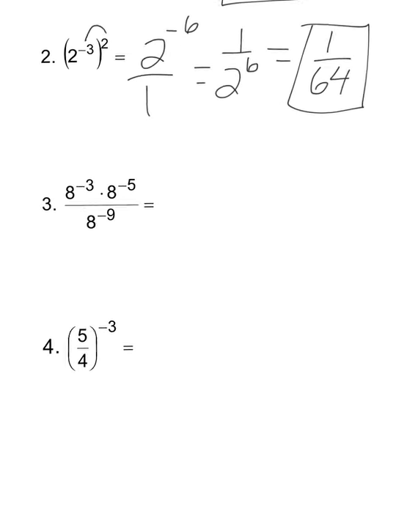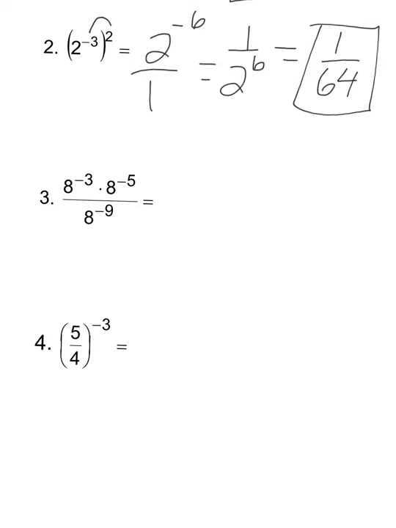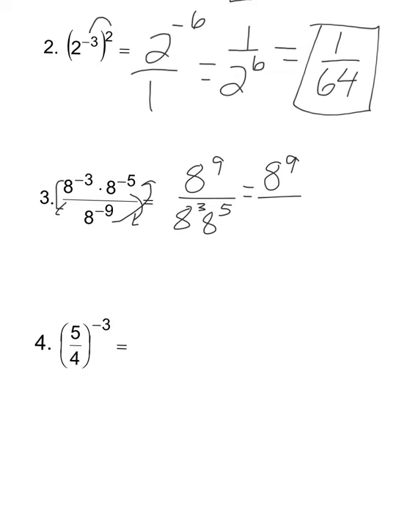On number 3, we see a bunch of negatives, and we have the same base on all of them. So I'm going to move this 8 to the negative 3 power. It has to move down, so it's 8 to the positive 3 power. 8 to the negative 5 power, it has to move down, so it's 8 to the positive 5. 8 to the negative 9, move it up, so it's 8 to the positive 9. Now I see on the bottom, I've got multiplication, so 8 to the 9th on top. So I keep that base, the base is the same, add exponents, 3 plus 5 is 8.